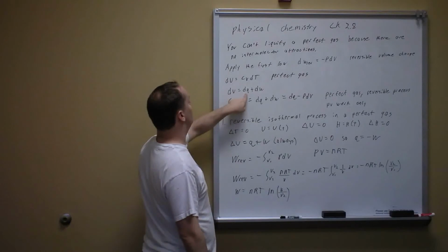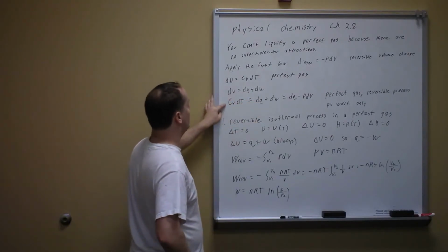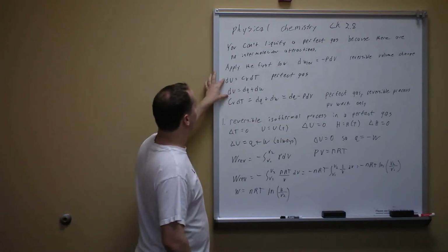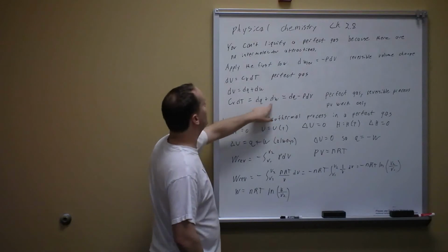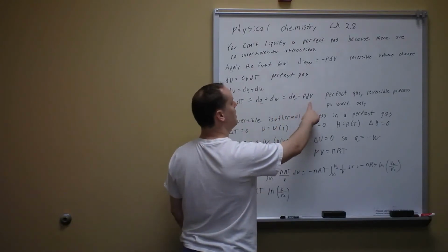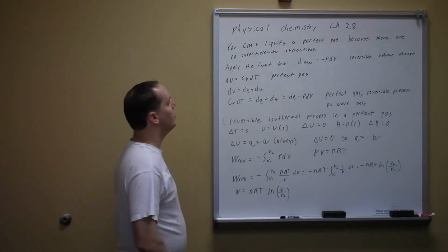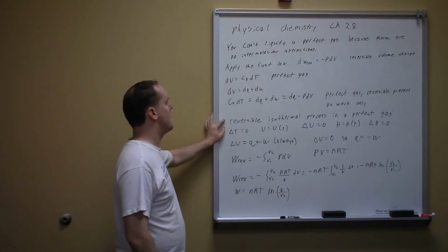We're going to say dU is equal to dq plus dw. Well, that's from the definition of dU, actually. So, by transitivity of equality, these two are equal. So we have Cv dT is equal to dq plus dw, or that's equal to dq minus PdV. This is true for a perfect gas, for any reversible process, doing PV work only.